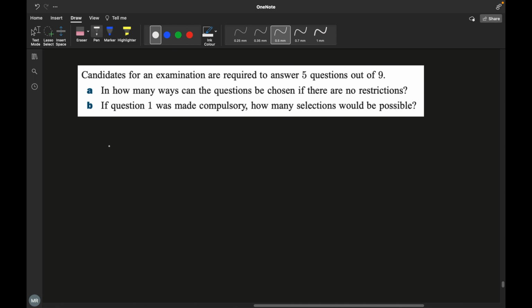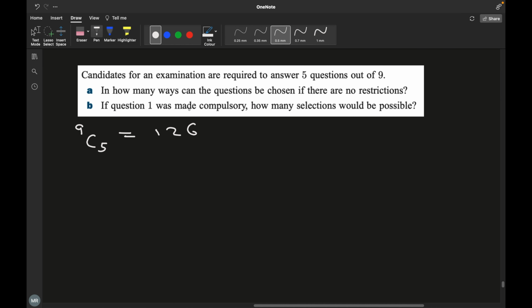Candidates for an examination are required to answer 5 out of 9 questions. In how many ways can the questions be chosen if there are no restrictions? This is very straightforward. It's going to be 9C5 because I've already explained the reasoning behind this for the previous question. So 9C5 is 126.